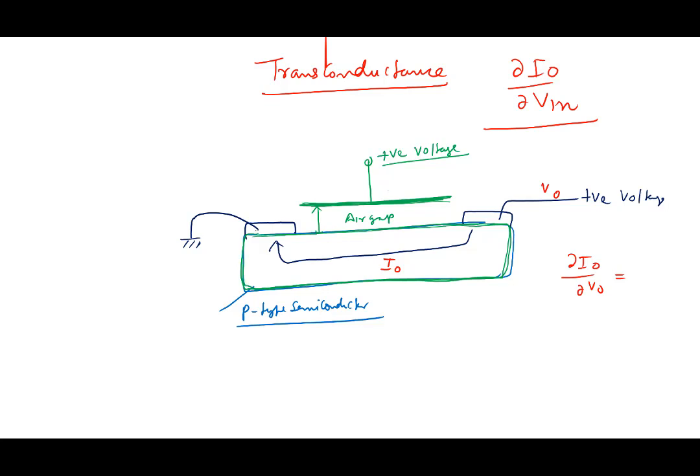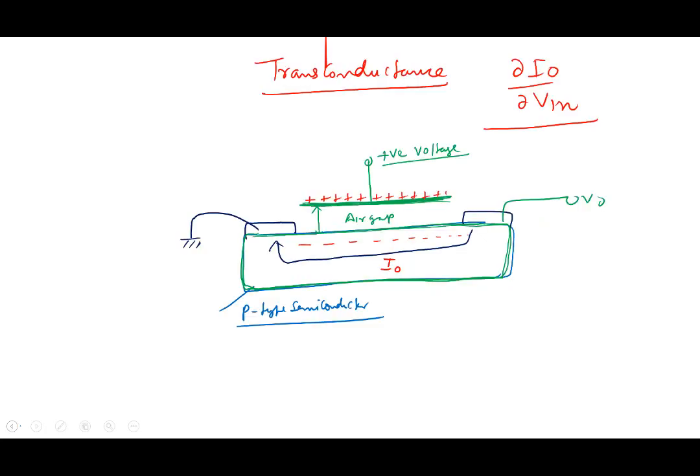Let's make it simple; we'll come back to the output conductance and all that a little later on. Keep this V0 here, it doesn't matter. So this is one plate and this block is the other plate. When you apply a positive voltage, you would tend to create positive charge here, and this would require a counterbalancing negative charge on the other side. A parallel plate capacitor would require that: positive charge on the upper plate and negative charge on the bottom plate.